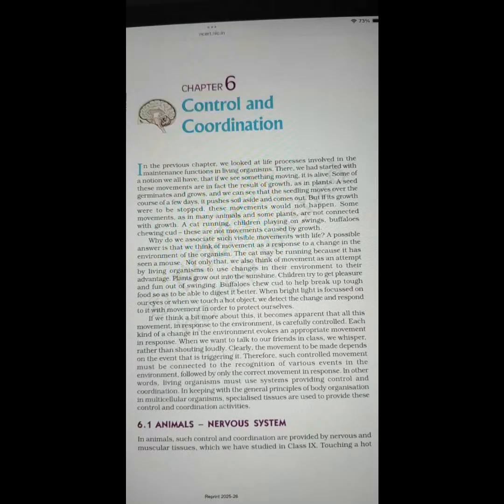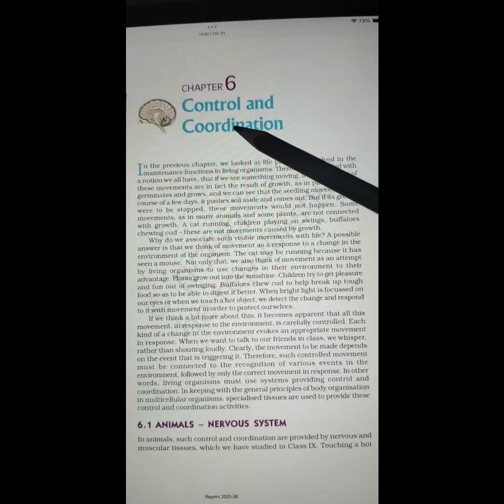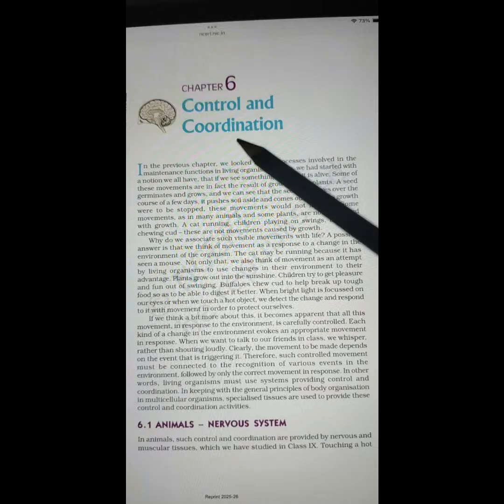In today's live, we will be reading chapter 6 Control and Coordination of class 10 Science NCERT that is followed in the CBSE board. I hope the screen is clear. In case you are interested in hearing the audio of first 5 chapters, a playlist without background music has already been uploaded. So let's get started with the reading of chapter 6 Control and Coordination.